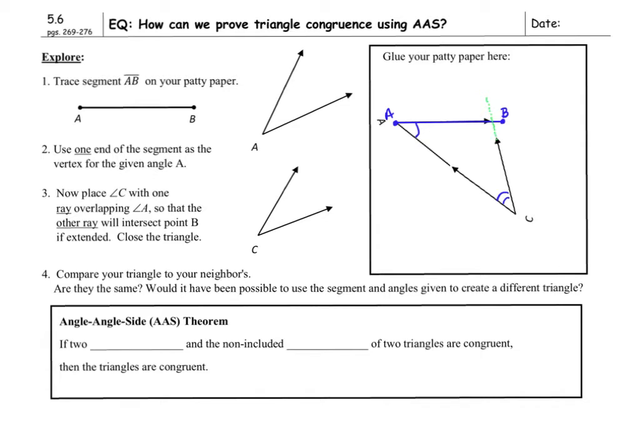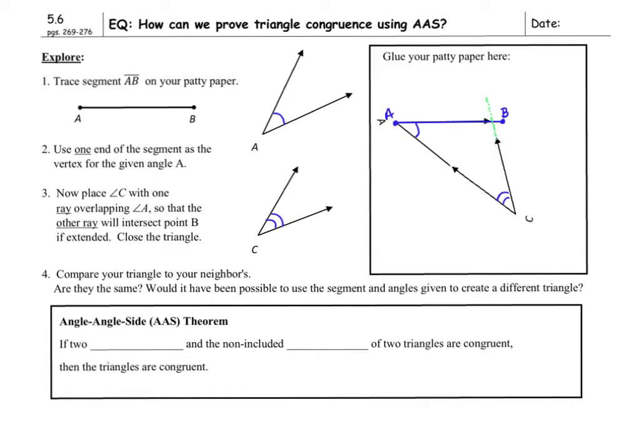So if we were together, you would be able to compare your triangle to your neighbors to see if they are the same. And they should be the same. Here's why. If you look at angle A, no matter what, this angle is going to have the same degree measure no matter how you rotate it. Same with angle C. No matter how you rotate this angle, angle C will always maintain the same degrees.